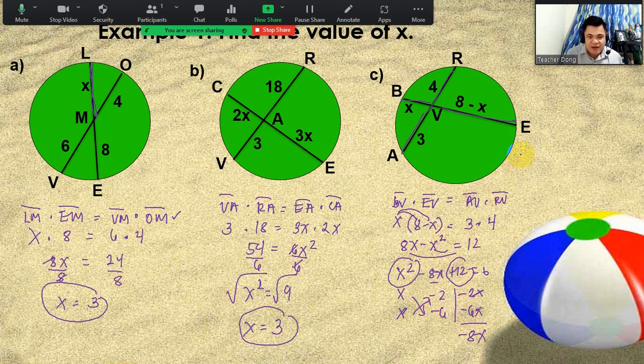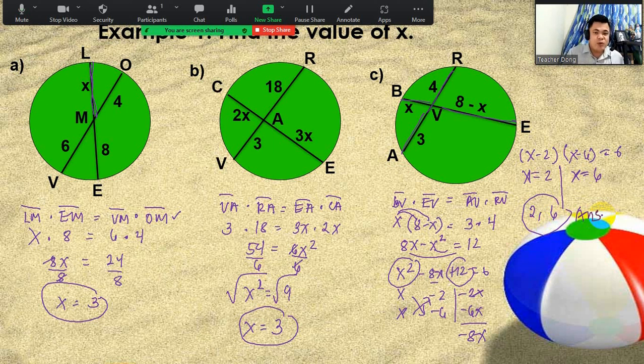So we now have the factors. x minus 2 times x minus 6 equals 0. Now we can solve for x. x equals 2 here, and then x equals 6 here. So as you can see, they are both positive, so we will be accepting them as both values of x. So the values of x are 2 and 6. You will not accept it if one is negative. Okay, so just remember that.